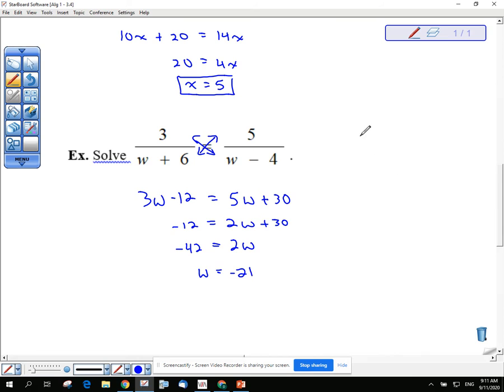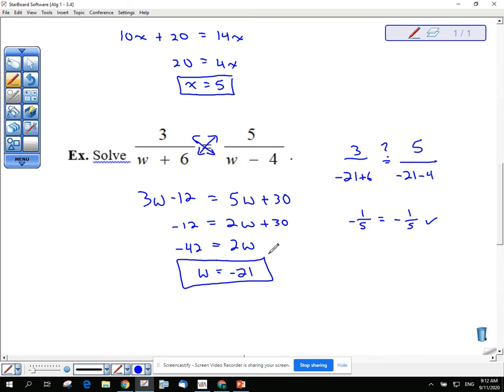Okay, let's check that one. 3 over negative 21 plus 6, wondering if that's equal to 5 over negative 21 minus 4. Negative 21 plus 6 is negative 15. 3 over negative 15 would be negative 1/5. Negative 21 minus 4 is negative 25. 5 over negative 25 is also a fraction that reduces to negative 1/5. It checks.